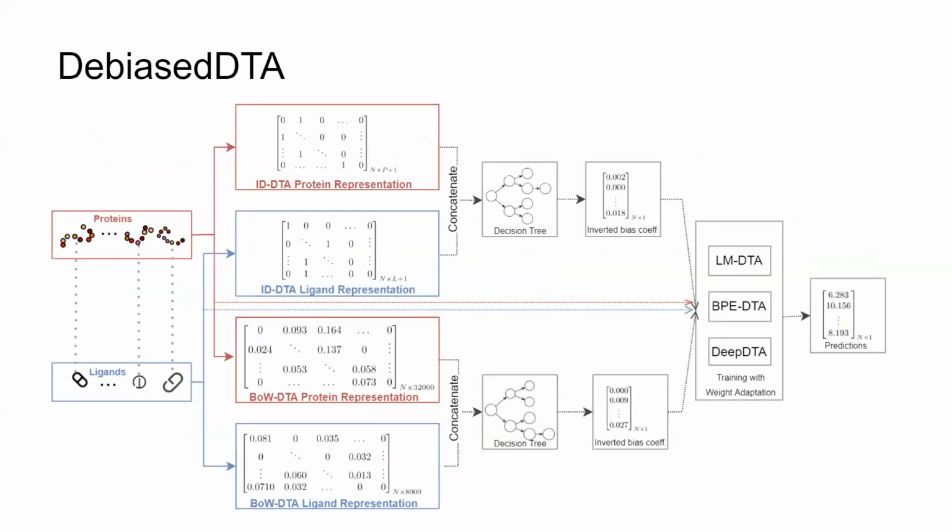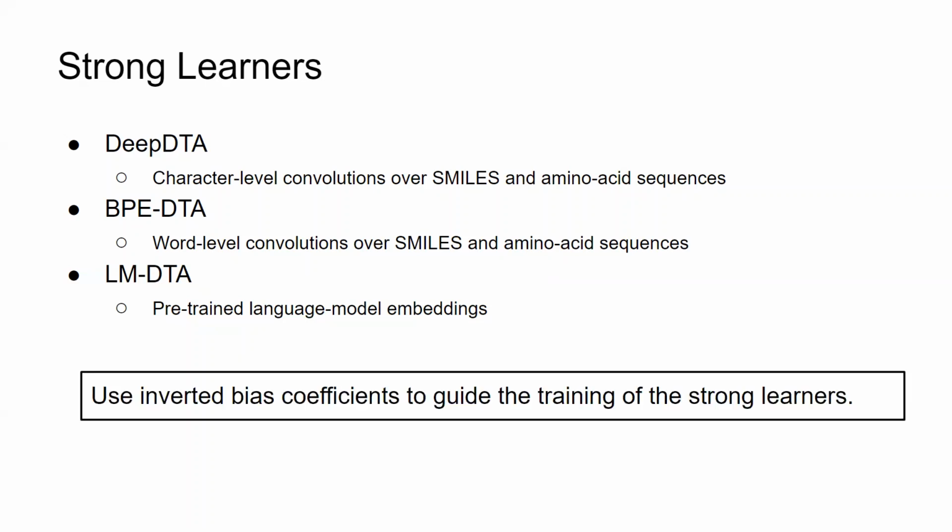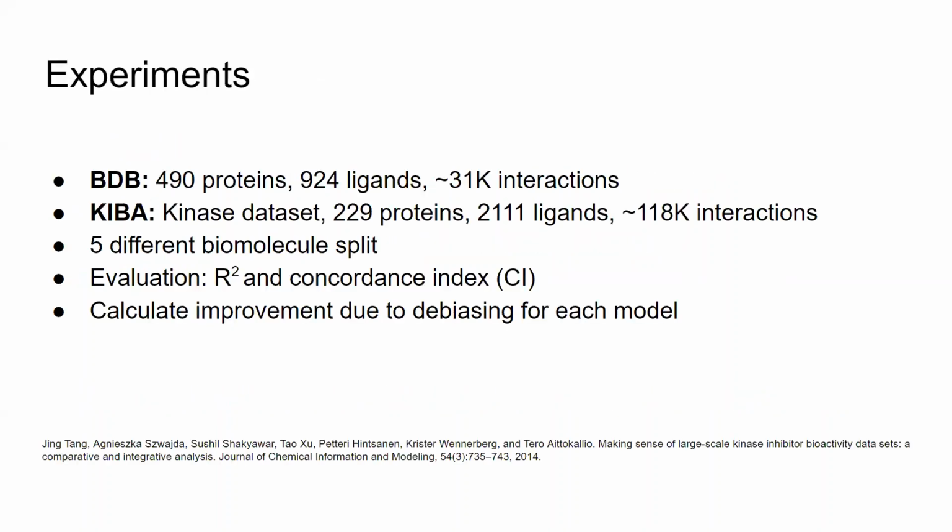And now let's discuss our strong learners, LMDTA, BPDTA, and DeepDTA. DeepDTA is a work already available in the literature. DeepDTA uses character-level convolutions over SMILES and amino acid sequences, whereas BPDTA replaces the character-level convolutions in DeepDTA with word-level convolutions. LMDTA, on the other hand, uses fixed pre-trained language model embeddings. In debiased DTA, all of these models leverage the inverted bias coefficients to guide their training.